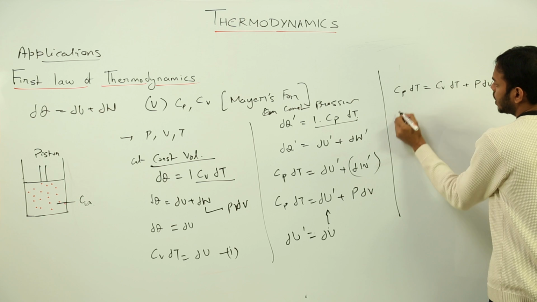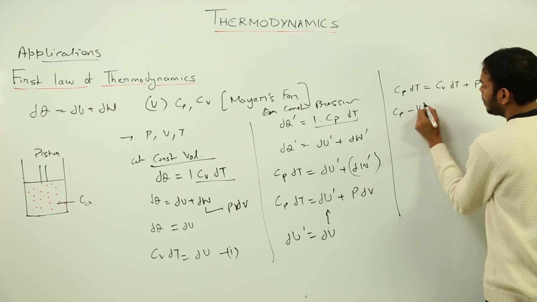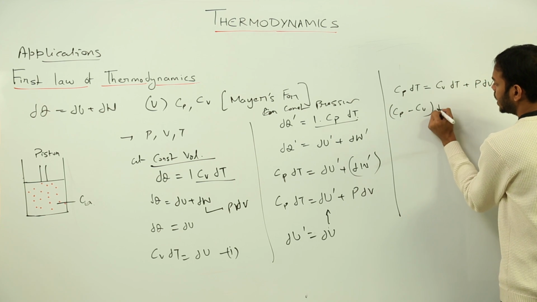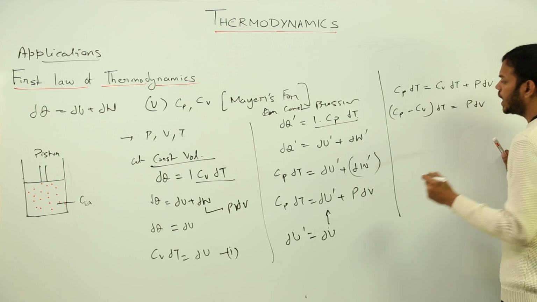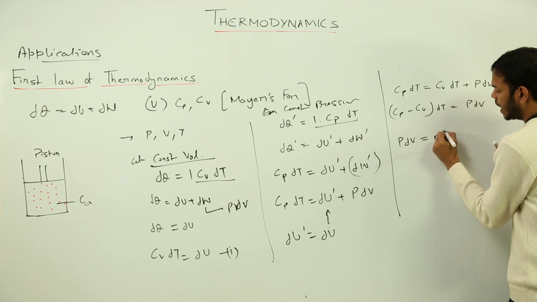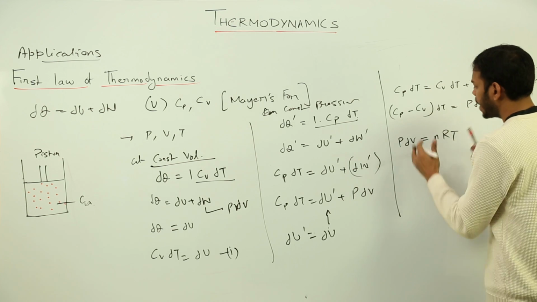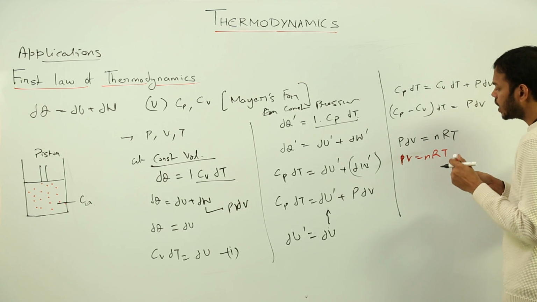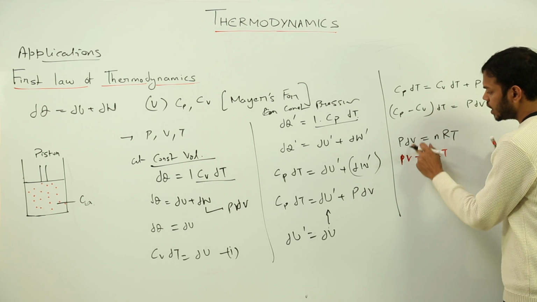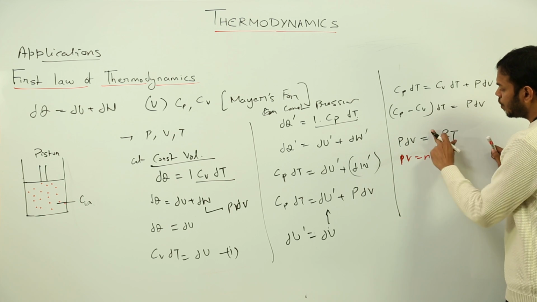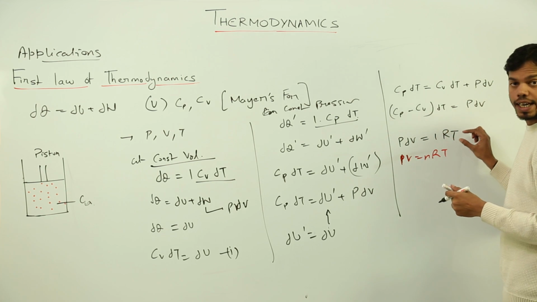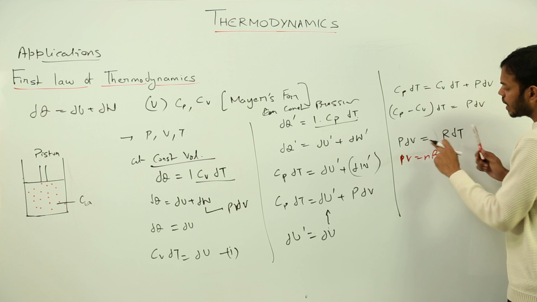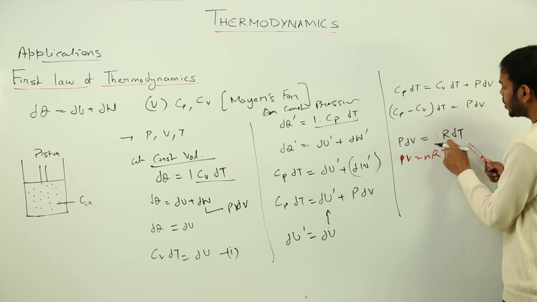Now bringing this term here, I get (Cp minus Cv) times dT is equal to PdV. Now according to the ideal gas equation, what do we have? PV is equal to nRT, right? Don't confuse the two. But the change in volume we have considered right now is dV, pressure is P, and the number of moles is 1, R is the gas constant, and T is right now dT. So PdV is equal to R dT.